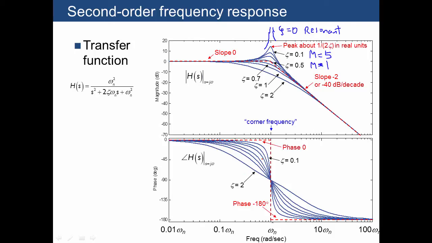As far as the phase goes, the higher the damping ratio, the more this gets smoothed out. In fact, for very high damping ratios, it spills over to more than an order of magnitude on either side of the corner frequency. As the damping ratio goes lower and lower towards zero, the phase response looks more and more like the asymptotes themselves. So zeta equals 0 would actually give you this square transition zone.